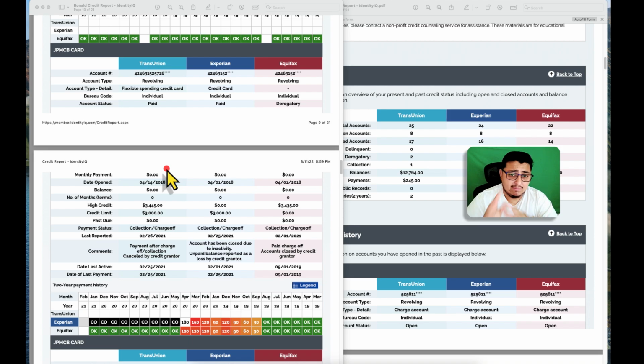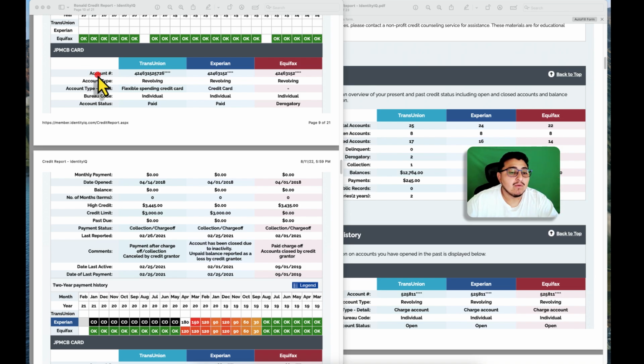I'm going to make another video on what a collection account is versus a charge-off and how they impact your scores and your credit report in different ways. But again, this is a JPMCB card. I already know because I've disputed and deleted many of these accounts. This is a JP Morgan Chase Bank credit card. Now again, we're just going to analyze it, go through each column one by one, and spot discrepancies and inaccurate information on all three credit bureaus.